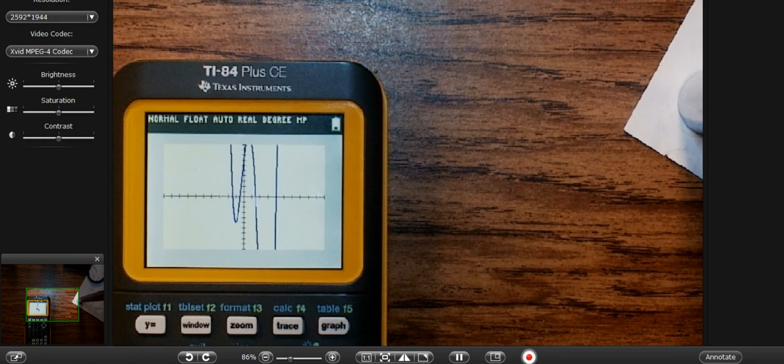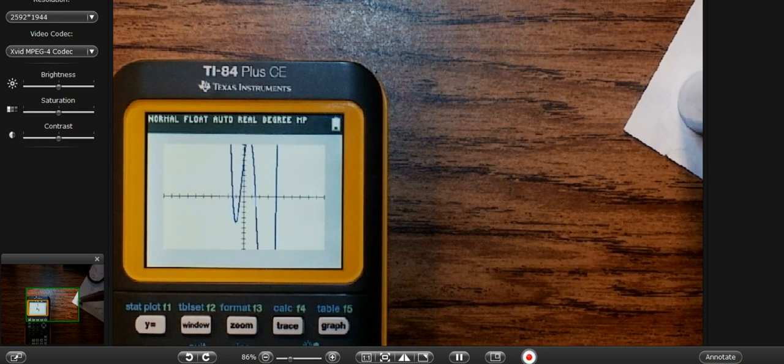No, good answer. But is there enough information on this screen right now to give me what I need? I mean, are they going to ask me for relative mins and maxes? No. What are they asking me for? Intercepts. I want to know where it hits the x-axis. I can see 4 of those on screen right now. I don't really care about changing the window.